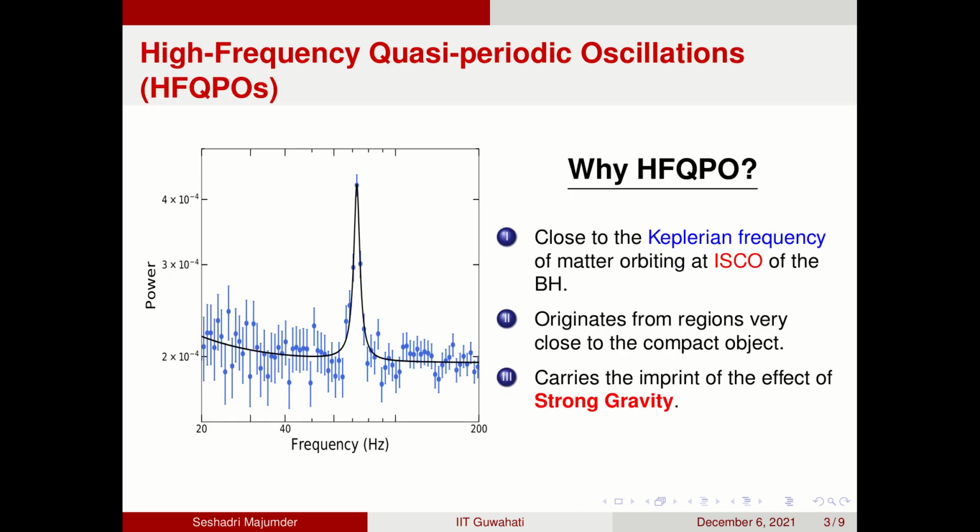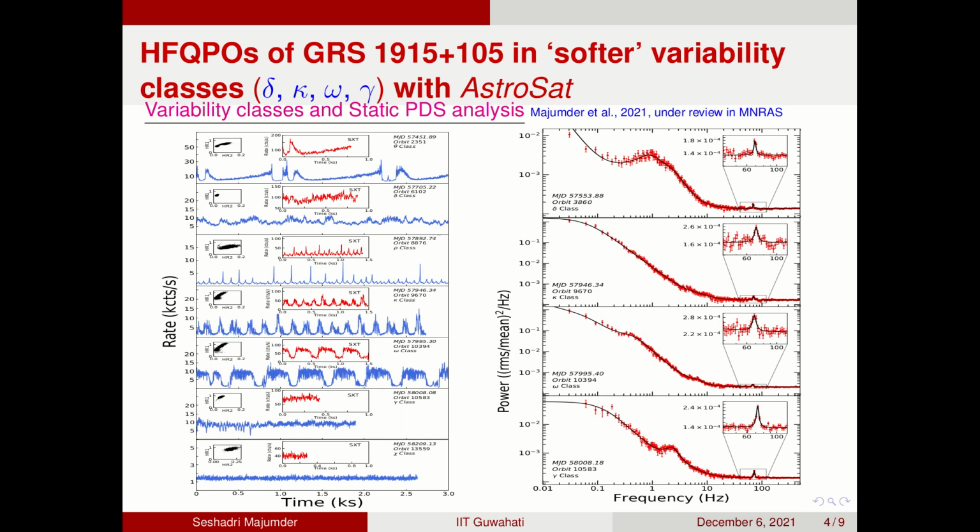So the range of frequencies in the case of high frequency QPO actually matches with the Keplerian frequency of matter orbiting at the innermost stable circular orbit of the black hole. So it is obvious that it originates from the region very close to the black hole and carries the effect of the strong gravity near the black hole.